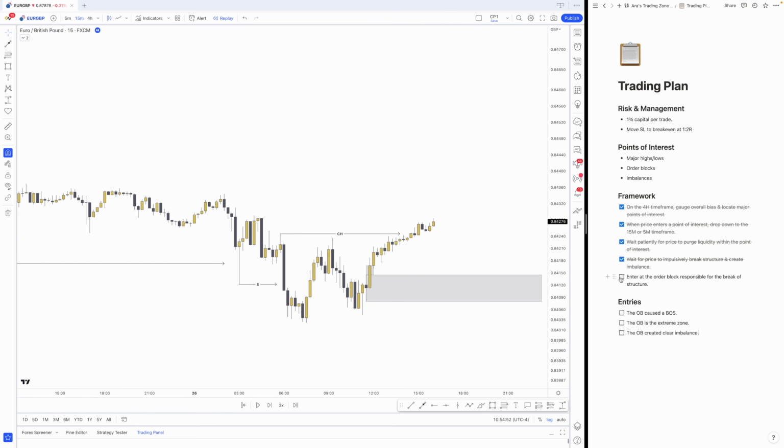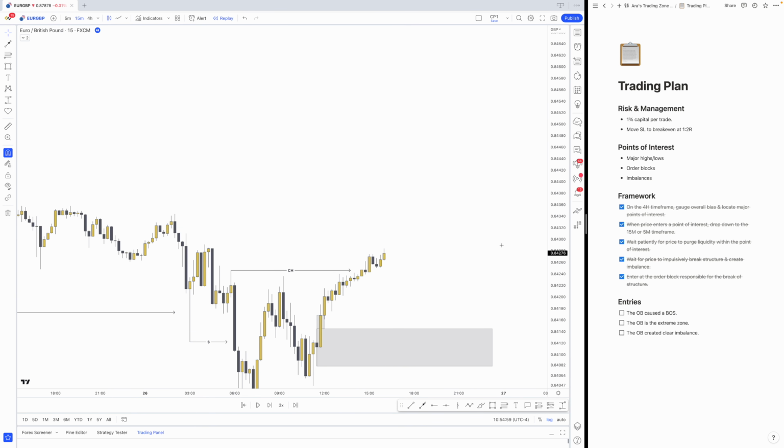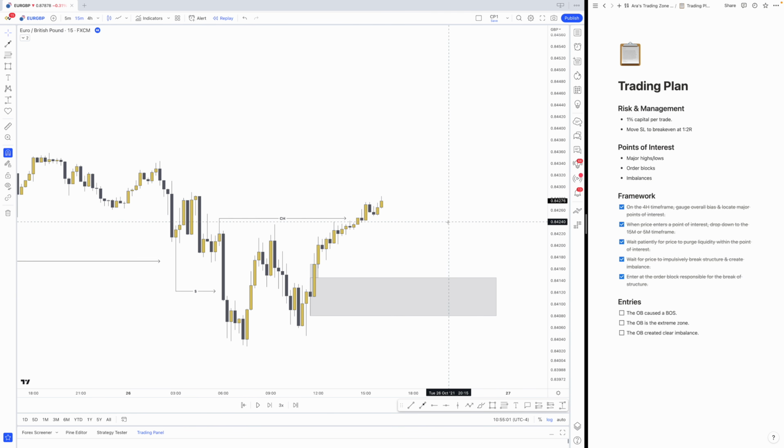So we can now enter at the order block responsible for the break of structure or change of character. Now before we set up the position tool, I want to go over the quick entry checklist and make sure that the order block caused a break of structure. Yes, it did. The order block is the extreme zone. Yes, it is, because it's the furthest down in this bullish leg. The order block created clear imbalance. Yes, it did. So everything checks off on our trading plan.